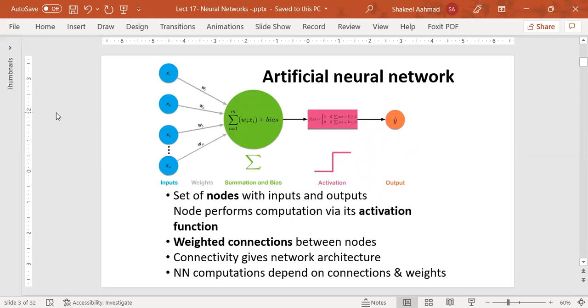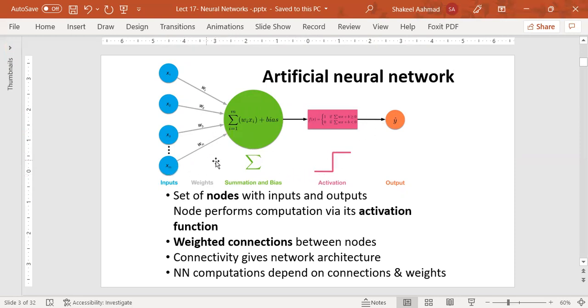This is the basic structure of an artificial neural network. Here we have a set of nodes with inputs and outputs. These are the inputs. Inputs can vary, it depends on the problem. And here we have the output. Inputs are multiplied by weights, and then we apply an activation function on them to produce the output.